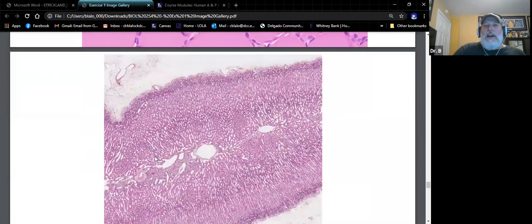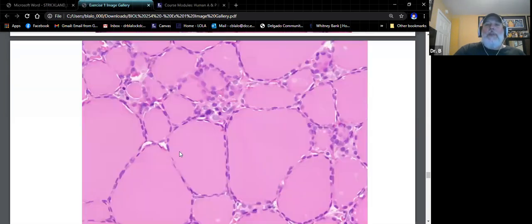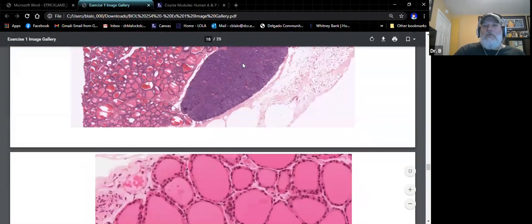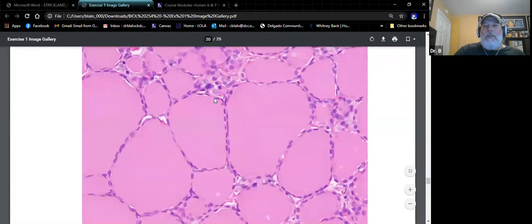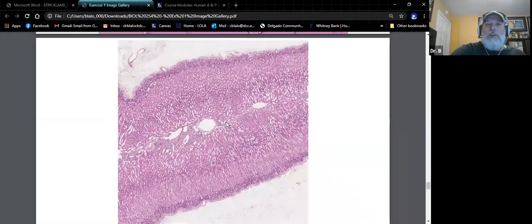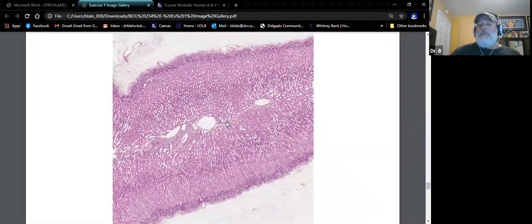Now, this is just a higher magnification of our thyroid gland, our parathyroid gland, okay? If you look at this and go back to our parathyroid gland here, you can see how if we zoom in on this, it would have an appearance that looks like this. But typically speaking, when you see a slide of parathyroid tissue, you'll see the thyroid gland associated with it as well. But this is parathyroid.